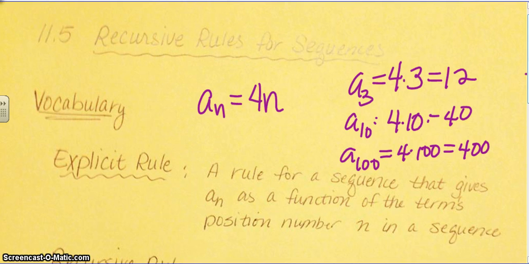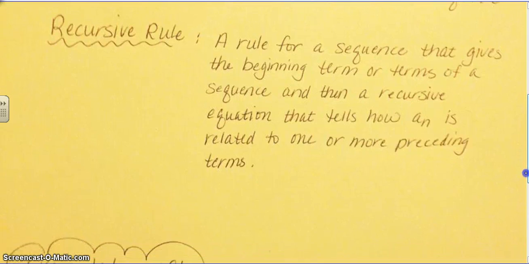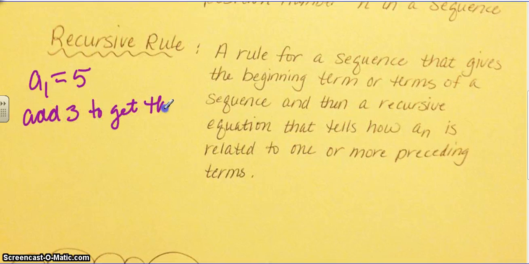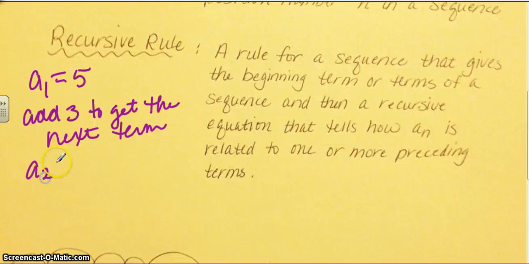Now there's another rule that's called a recursive rule. A recursive rule is defined by our text as a rule for a sequence that gives the beginning term or terms of a sequence and then a recursive equation that tells how a sub n is related to one or more of the preceding terms. That's a really complicated way to say, okay, here is a sub 1. A sub 1 is 5. To get the next term, I want to add 3. So that means that a sub 2 is equal to 5 plus 3, or 8.